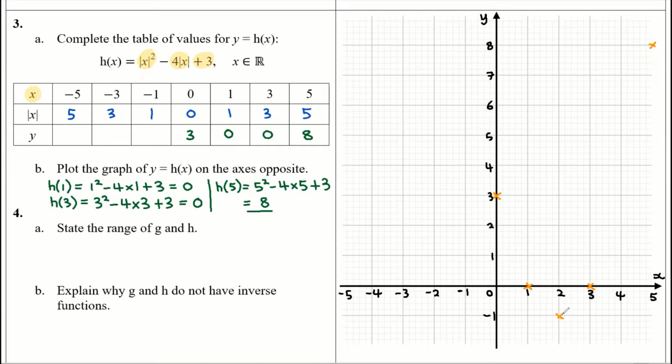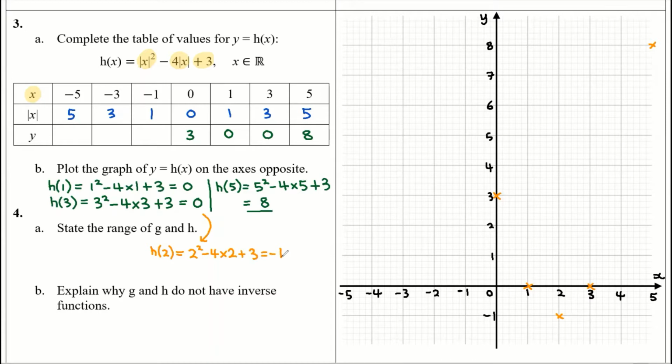Now, just as a precaution, you might be thinking, well, hang on, isn't this a modulus graph? Well, yes, but if we treat h of 2, remember, it's the actual x value itself that is being modulus, and 2 is positive. So it would just simply be 2 squared subtract 4 multiplied by 2, which is, of course, 8. So that'd be -4 plus 3, which would be -1. So the fact that I've got a negative answer is not a problem.